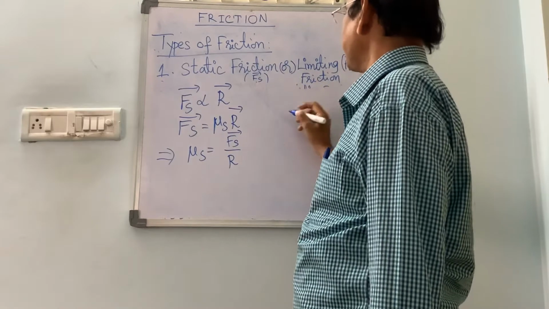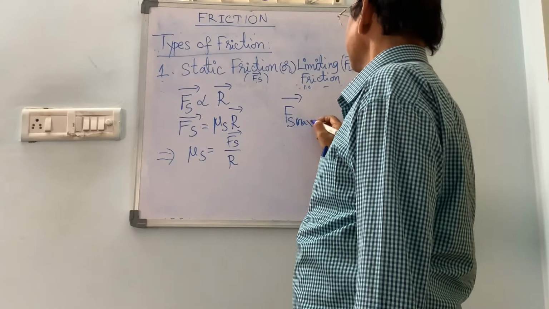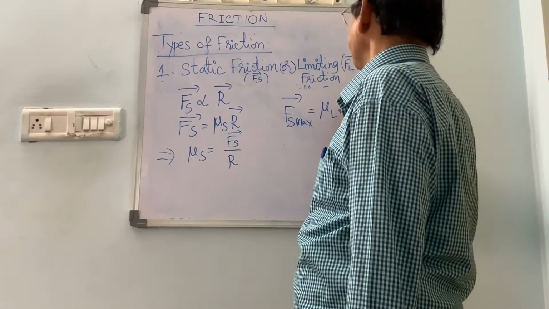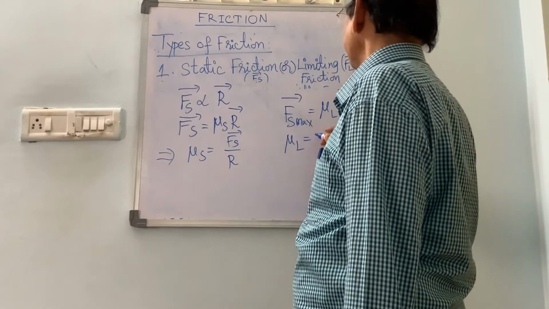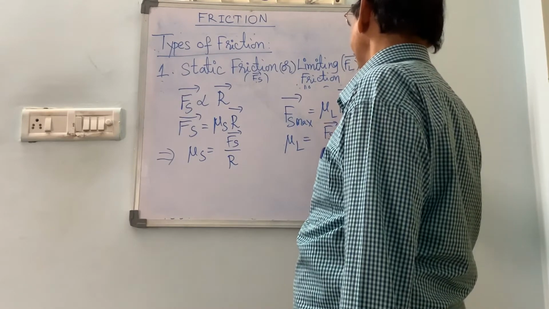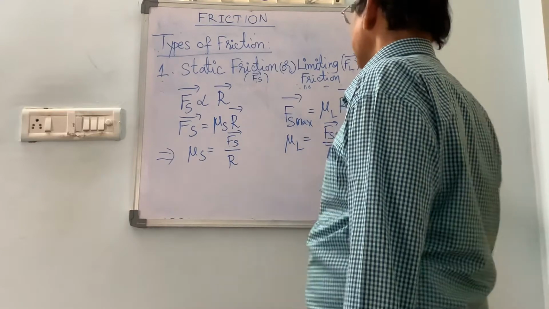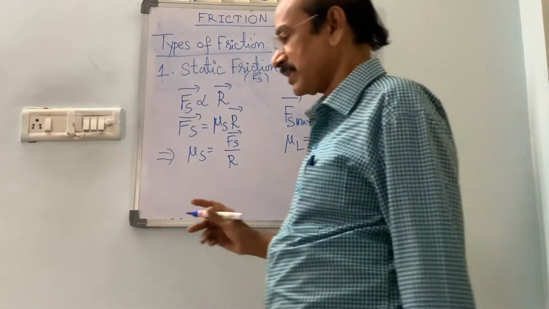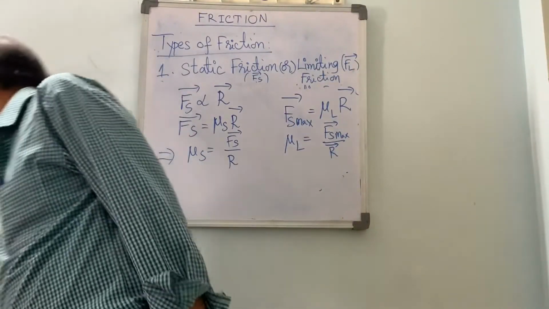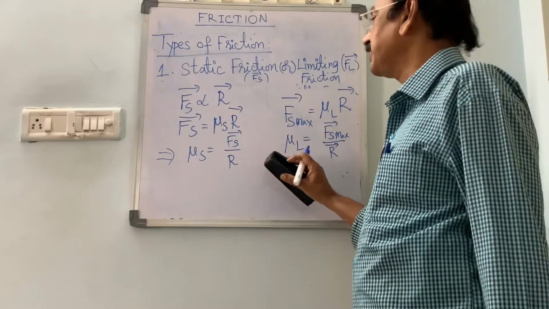Similarly, in the case of limiting friction, Fs maximum is equal to mu L into R bar, or mu L is equal to Fs maximum by R bar. So the maximum value of the coefficient of friction is 1 and the minimum value is 0. When the surfaces are smooth, then the frictional value is 0.